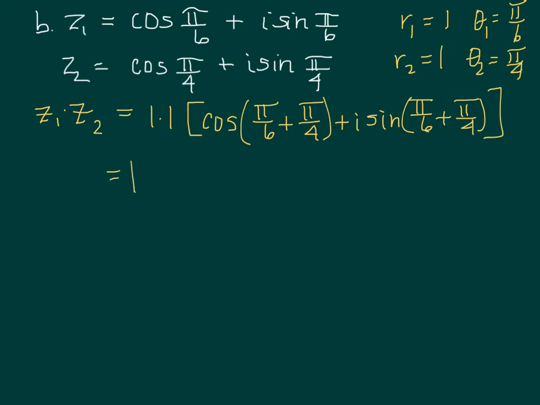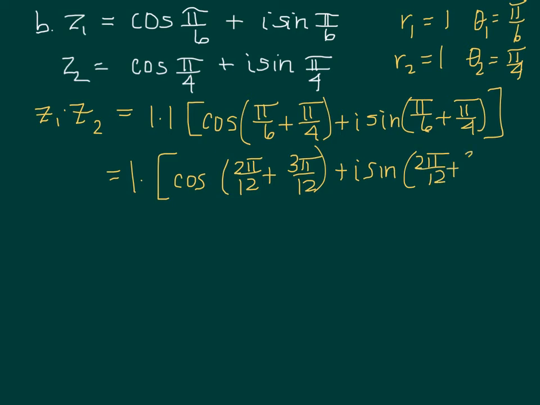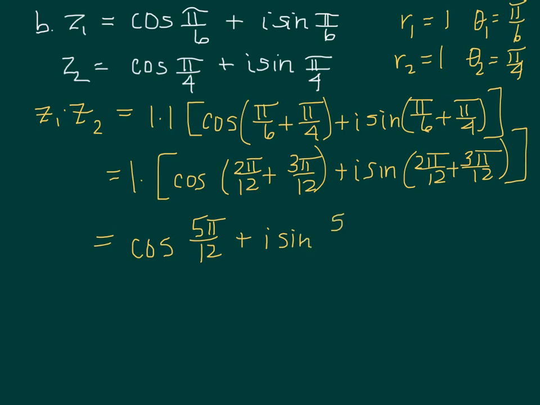Now, you know we're going to have to get a common denominator. So I'm going to change them both to 12s. So this is 2 pi over 12 plus 3 pi over 12. And the same thing over here. And so you're left with cosine 5 pi over 12 plus I sine 5 pi over 12 is our answer.